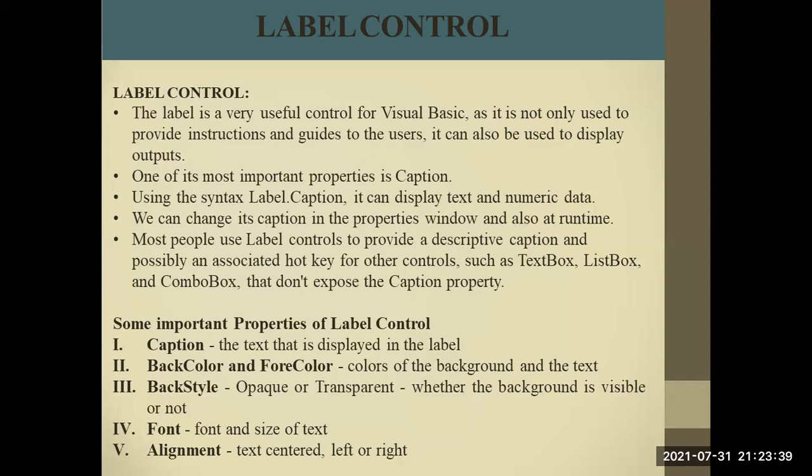Then alignment: whether the text is placed in the center or the left-hand side or the right-hand side. This is the alignment, how we can align a particular caption. So these are all the basic properties, some of the common properties that are associated with the label control.